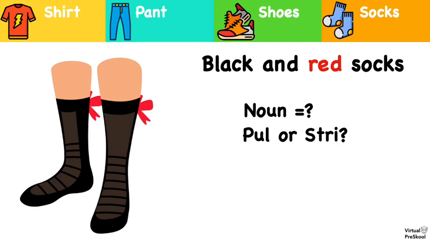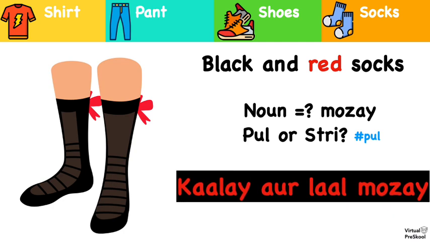What's the noun? Mozay. Pull or stri. Pull. So now put it together. Kale or lal mozay. Now, I had you do this practice problem because it combines two color words. The previous one that we did, blue socks, was only one color word. So now, in case you're wondering, wait a second, why is it kale or lal mozay?